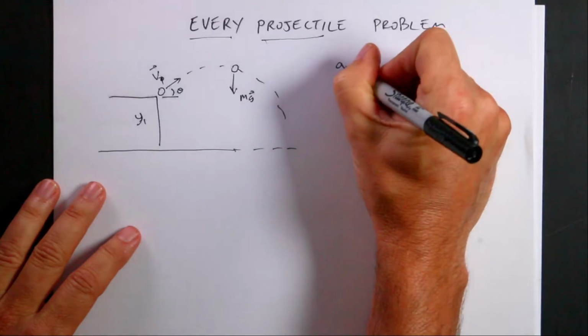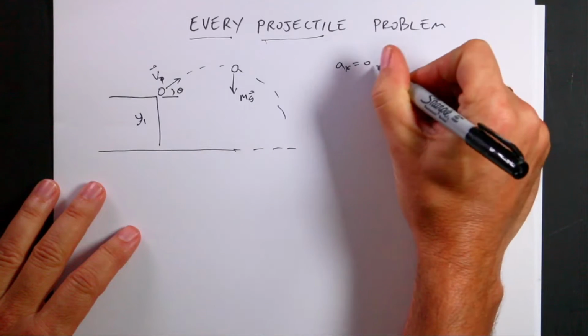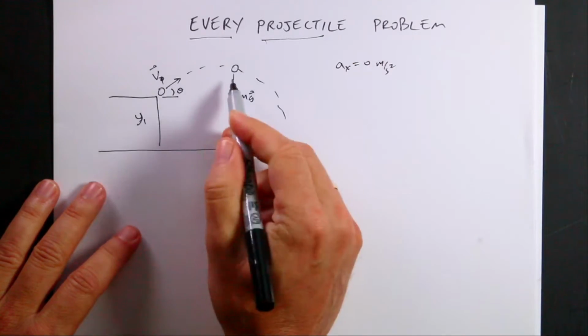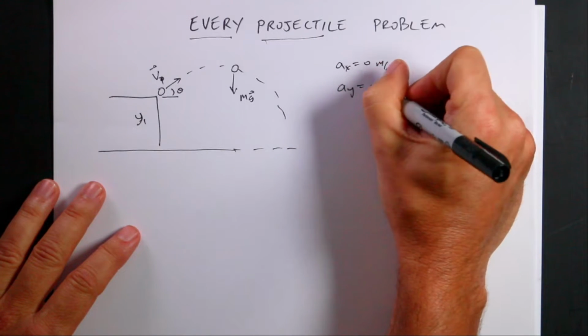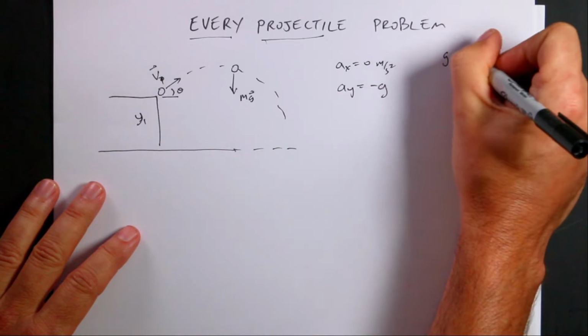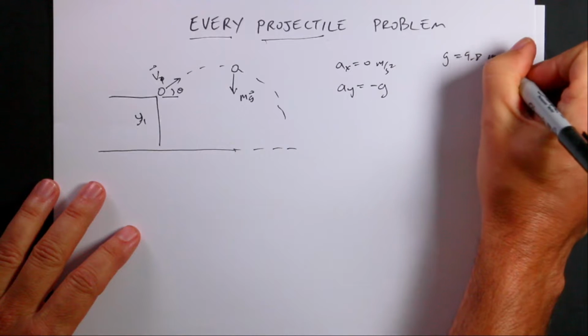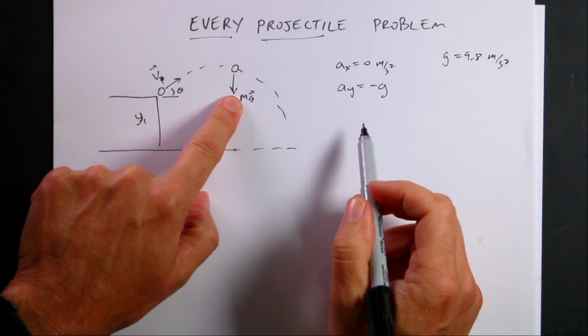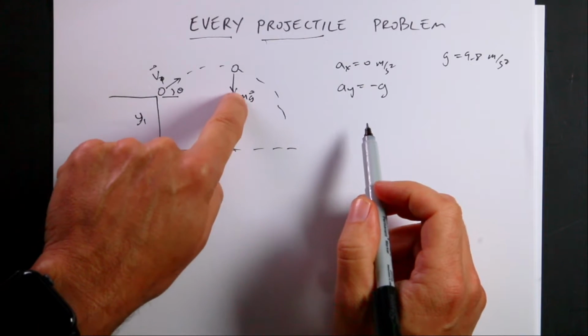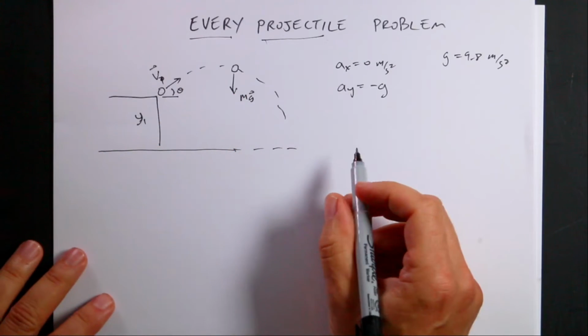Okay, so if I have projectile motion, the following is true. The acceleration in the x direction is 0 meters per second squared because there's no force in the x direction. The acceleration in the y direction is going to be negative g, where g is 9.8 meters per second squared, because there's a force in the y direction of mg, and that's equal to ma_y, so the m's cancel.